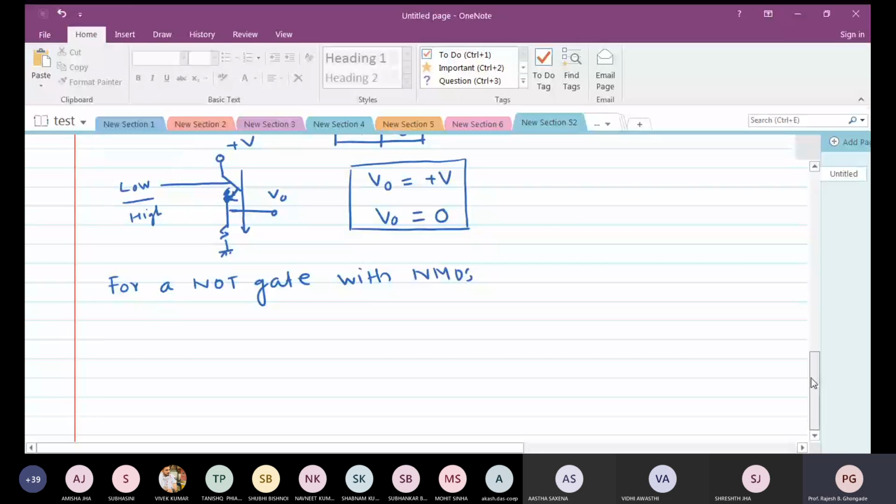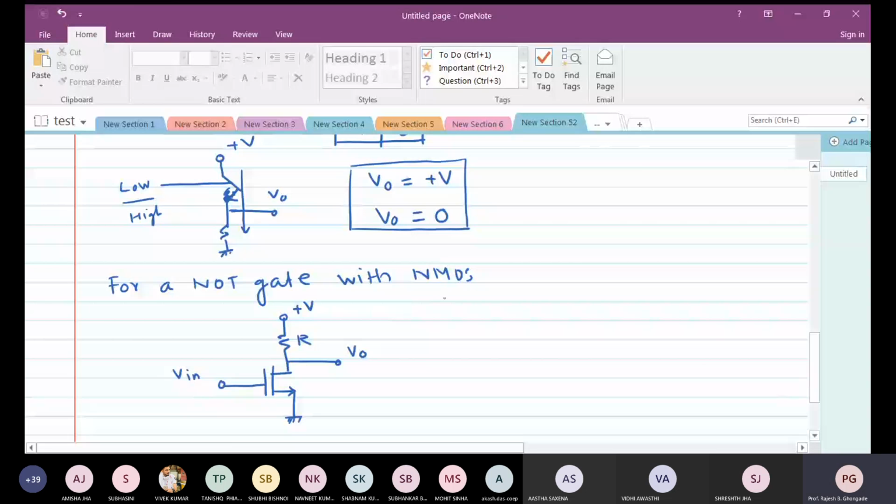So I'll simply replace the switch with an NMOS device, and this is where I'm going to have the input. This is going to be the output. Let us call this resistor R, the load resistor. So this is V out, this is V in. Alright. Now, when will the device be in triode region?